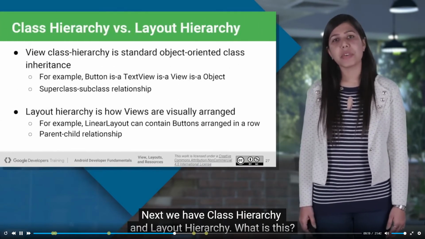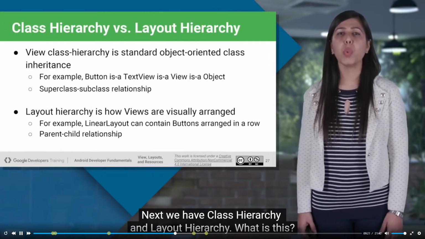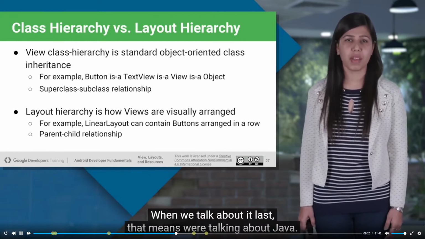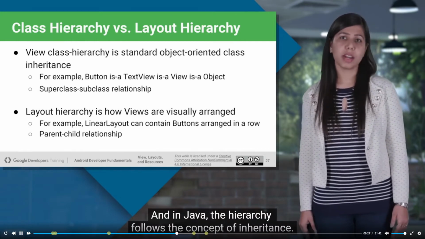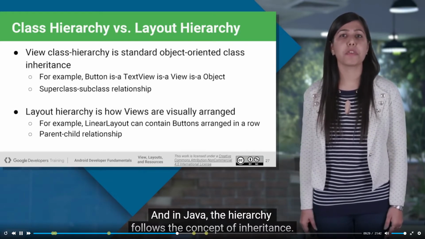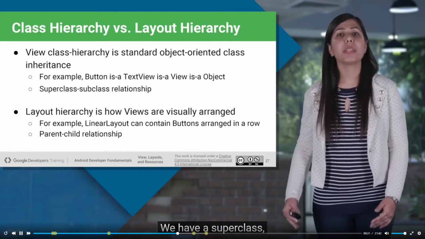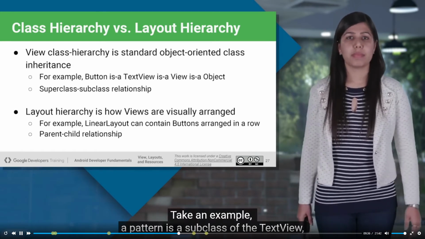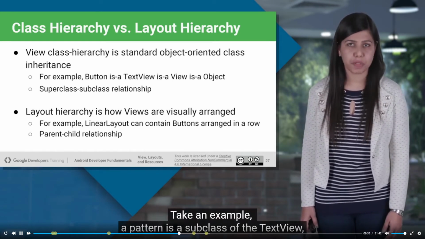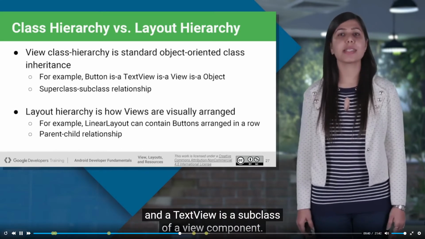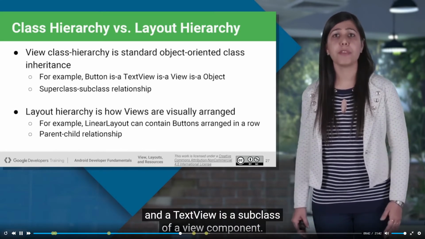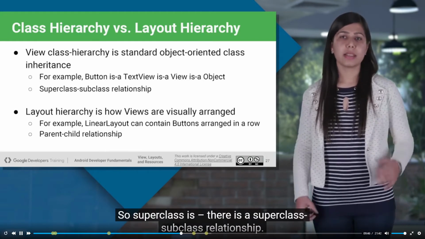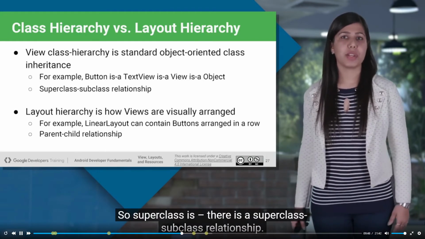Next, we have class hierarchy and layout hierarchy. What is this? When we talk about a class, that means we are talking about Java. And in Java, the hierarchy follows the concept of inheritance. We have a superclass, then we have a subclass created out of it. Take an example. A button is a subclass of a text view, and a text view is a subclass of a view component. And view is already defined as an object. So there is a superclass subclass relationship.